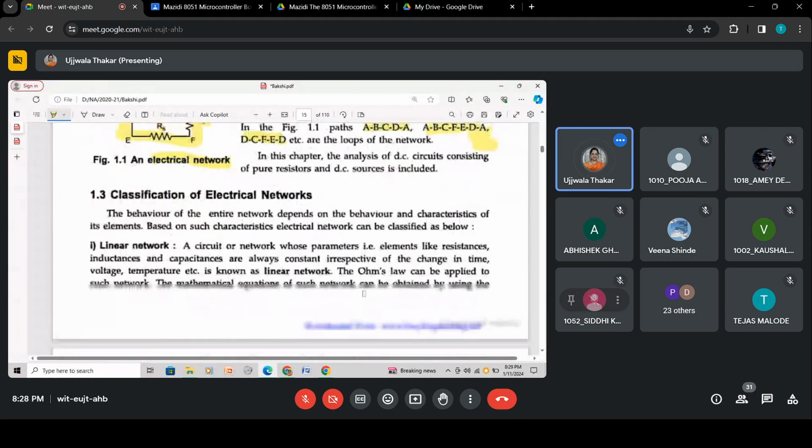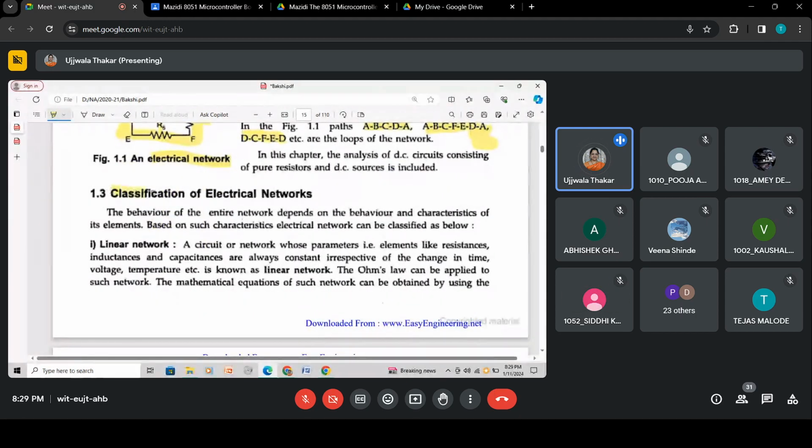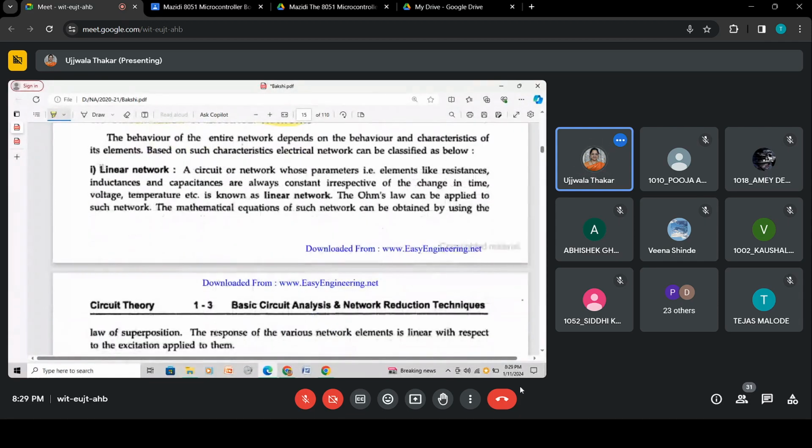Now we will go ahead with the classification of electrical networks. The first one is the linear network. The definition is: a circuit or network whose parameters, that is elements like resistance, inductance, capacitance, are always constant irrespective of the change in time, voltage, temperature, etc., is known as a linear network.